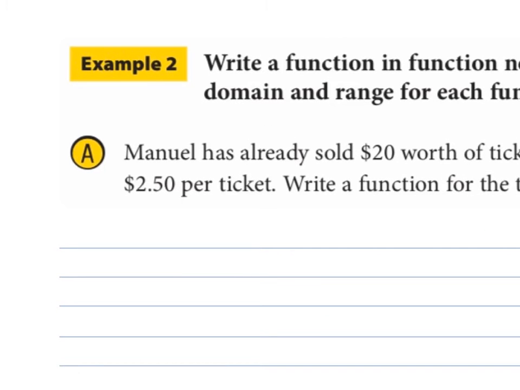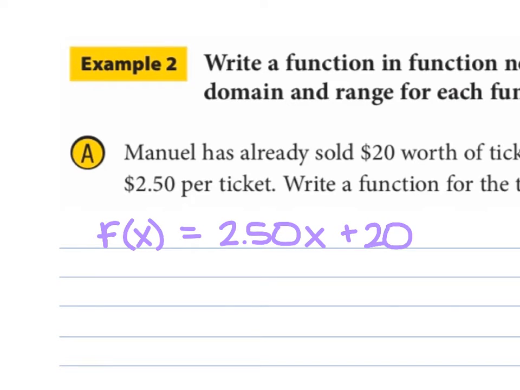So he already sold 20, so it's going to be f of x. f of x is equal to the $2.50 per ticket, so that's $2.50 times x, plus the $20 he already made. We have a domain of 4 tickets, so our domain would be 1, 2, 3, and 4. We have to find how much he makes for all of these.